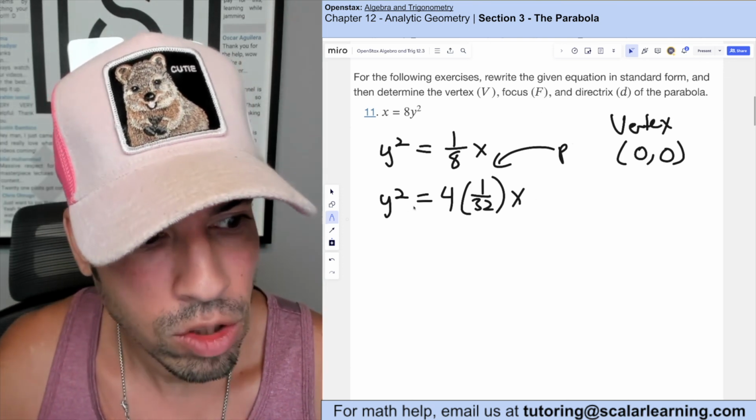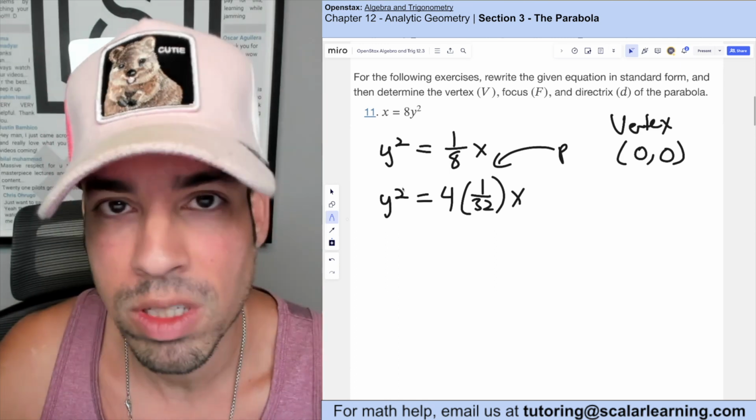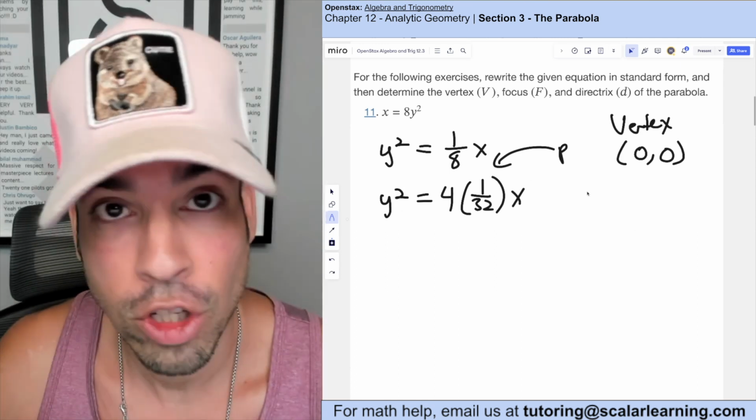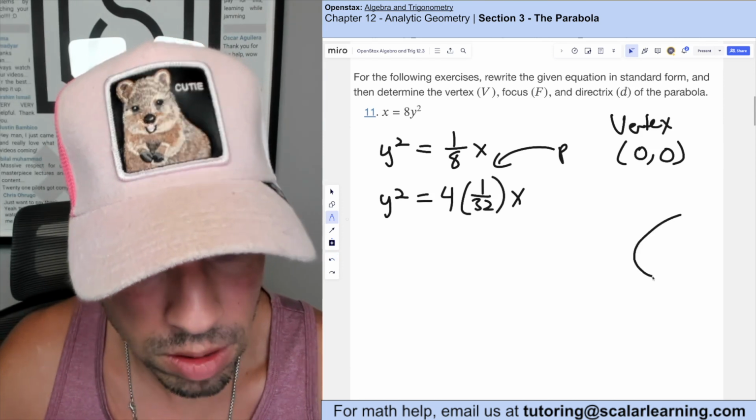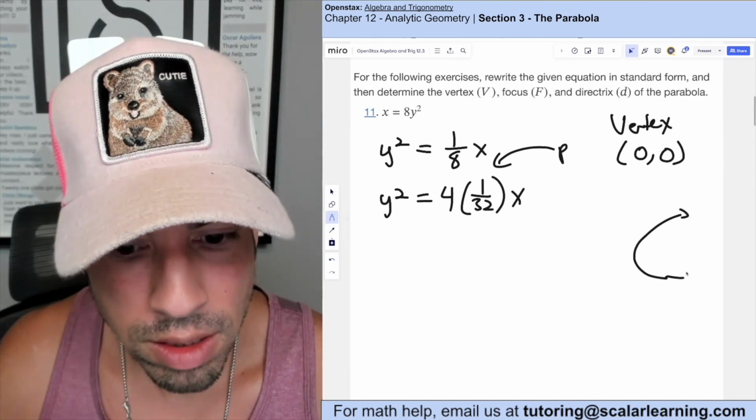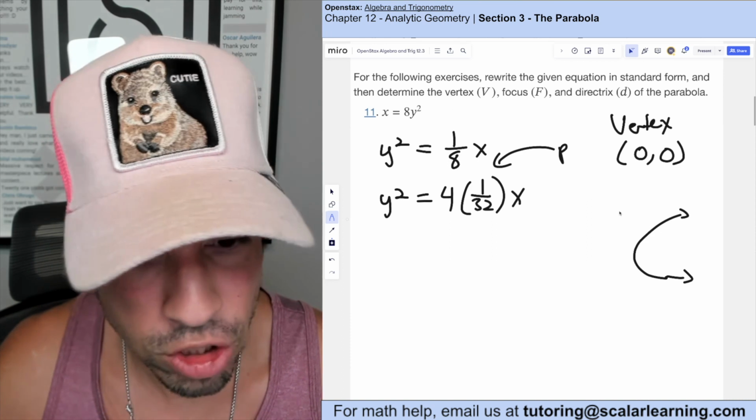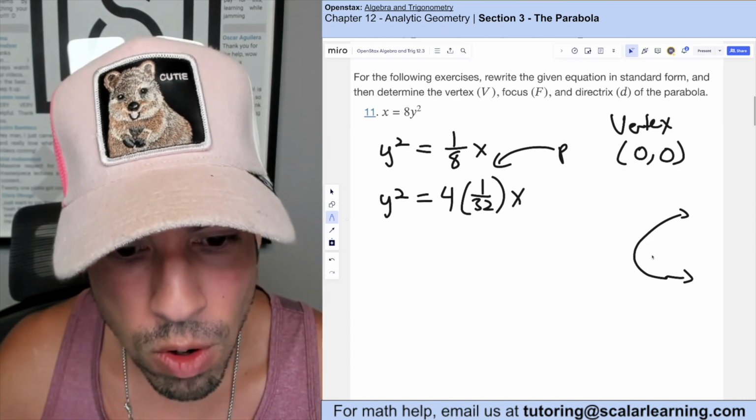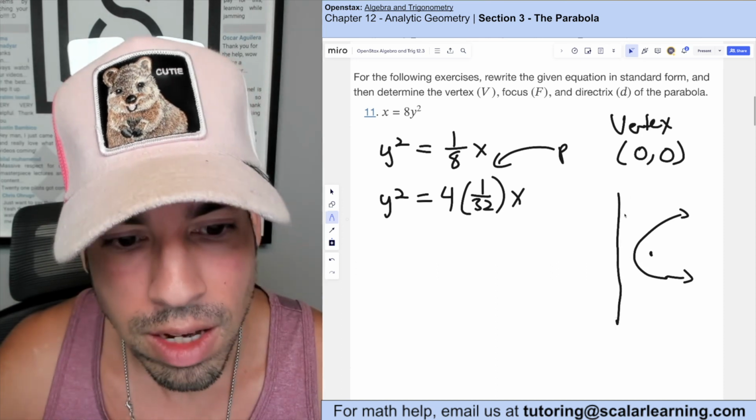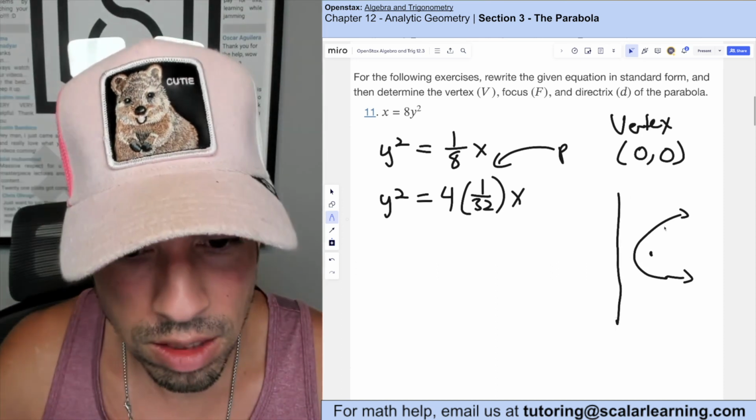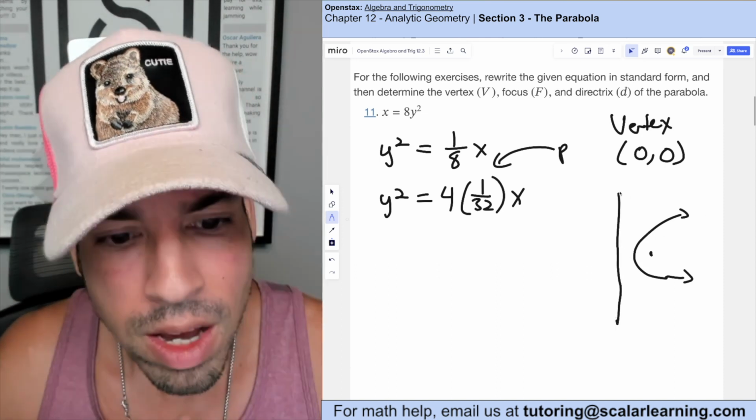And by the way, is this going up, down, or is this going left, right? Well, since the y is being squared, it's actually going left, right. And because this is positive, it's going to be opening to the right, okay? So I like to have a little graph like this just to remember that the focus is going to be inside, the directrix is going to be outside, sort of like this little platform that this parabola is hovering on top of, right?